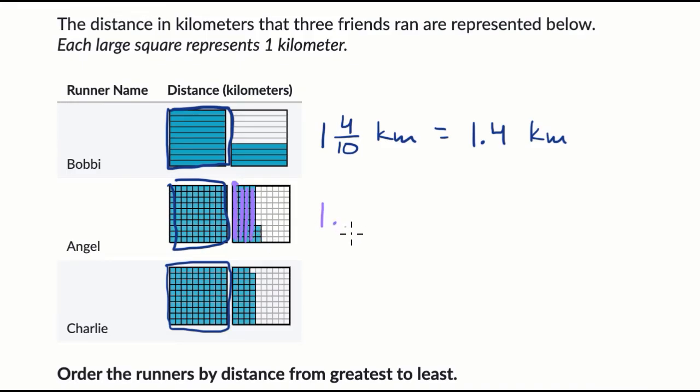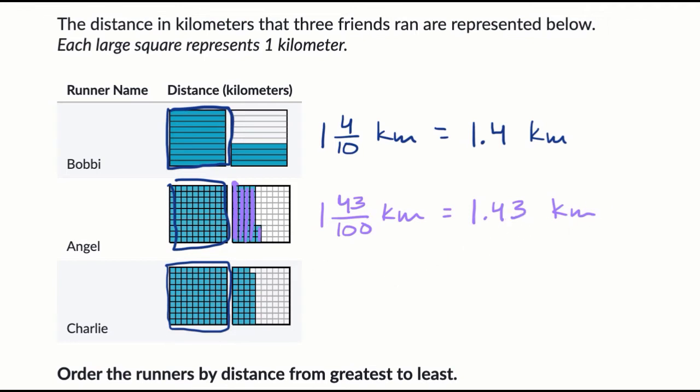We could view that as 43 over 100. 43 hundredths, that's how many we have colored in. Or kilometers, which is another way of saying 1 4/10 and 3 hundredths, which you could also say is 1 and 43 hundredths kilometers.